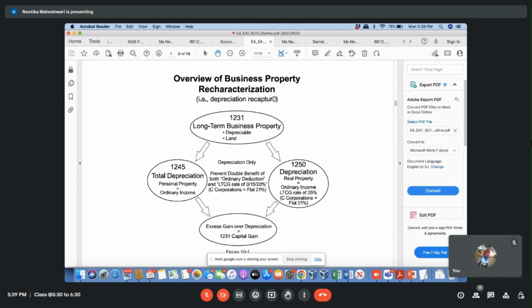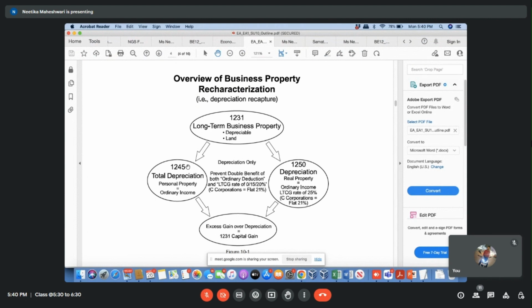It's very important because it can completely change your tax computation, if depreciation recapture is happening at the ordinary income rate and not at the long-term rate. So let's look into section 1231. That's long-term business property. Any property which has been held for more than 1 year, and it's usually any kind of depreciable property or land or immovable property, everything will go under that, but it has to be a long-term property.